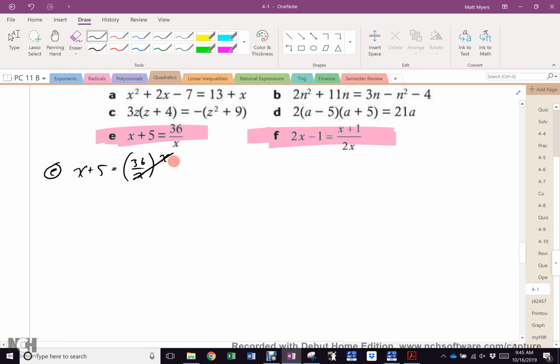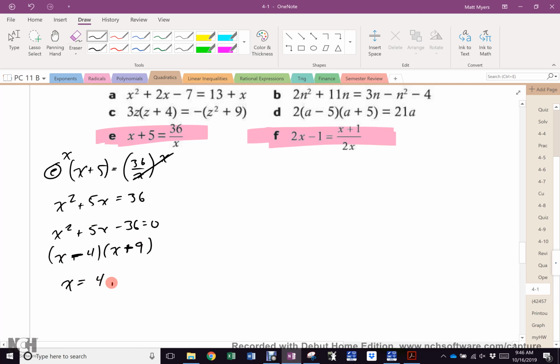If you multiply the right side by x, you must multiply the left side by x to get x squared plus 5x equals 36. X squared plus 5x minus 36 equals 0. X plus 4, x minus 9. No, other way around. There. And x is 4 and negative 9.